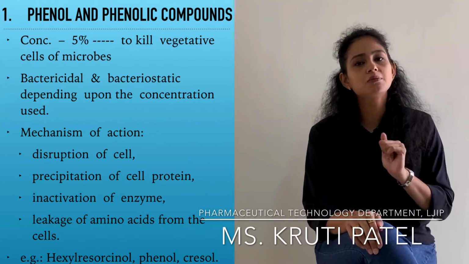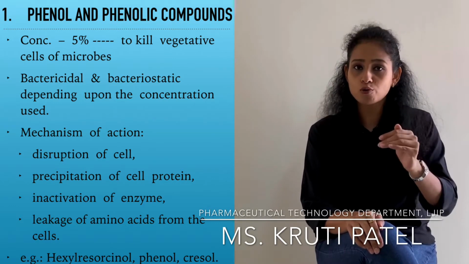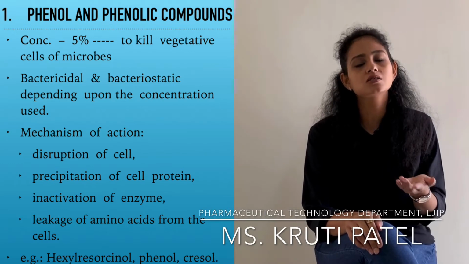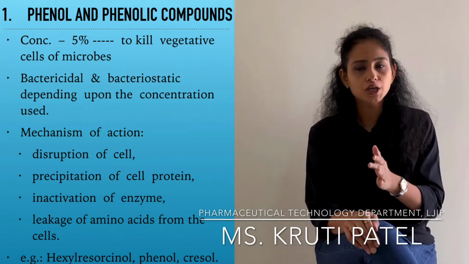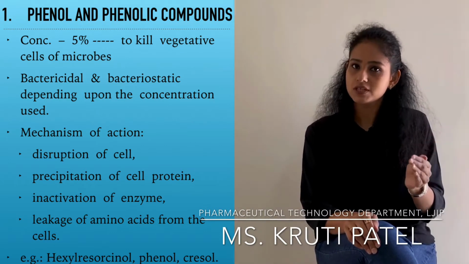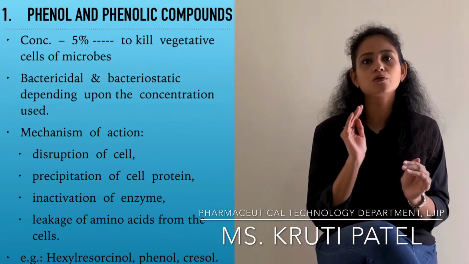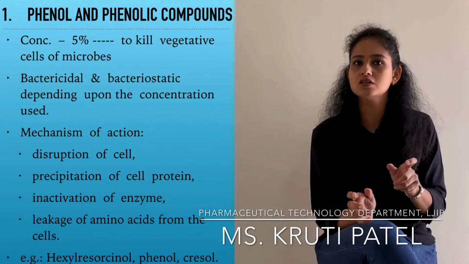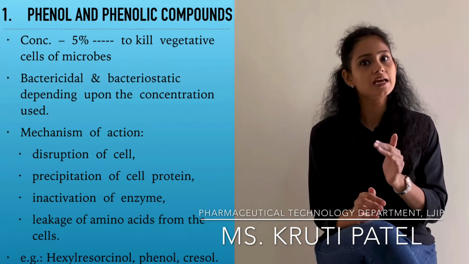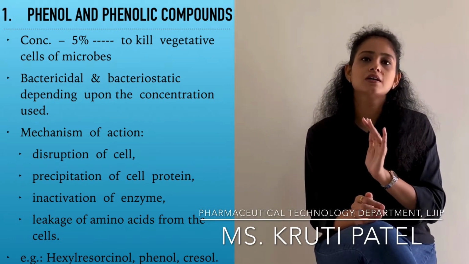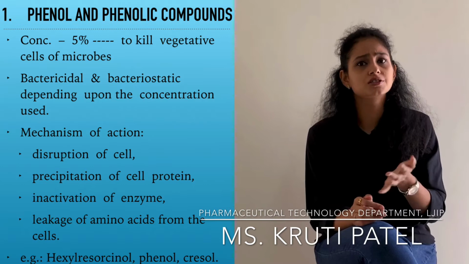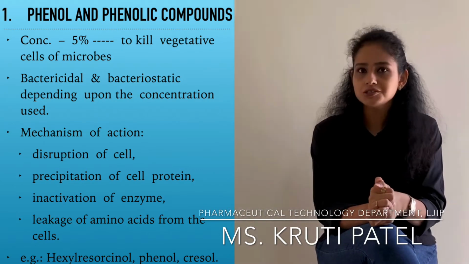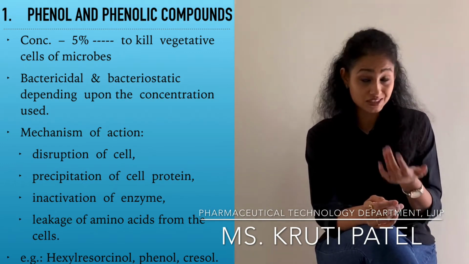Always remember one thing: when you want to kill spores, or the endospore form of any microorganism, then you need a higher concentration. To kill any vegetative cell, the concentration will always be lesser, and to kill any spore form, the concentration will always be higher. Because your microorganism is in dormant state and has formed a protective layer outside its structure, that's why it is very difficult to kill spore forms. So yes, 5% concentration is used to kill the spore form and the vegetative form.